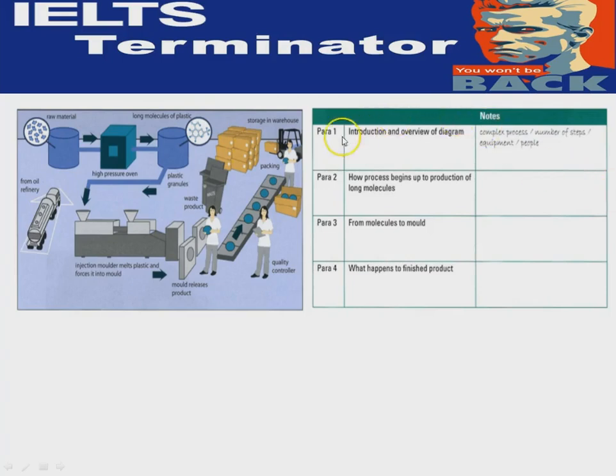Don't forget, in the introduction, we just make an overview. This picture shows the process of blah blah blah. Do we know exactly what it is? No, we don't. Does that matter? No. We only take the information we know that we can get from the diagram. So we might say, this diagram shows the process from the oil refinery to the packaging of some plastic moulded product. We don't know what it is. We don't care. Right, and down here we start with paragraph 2.